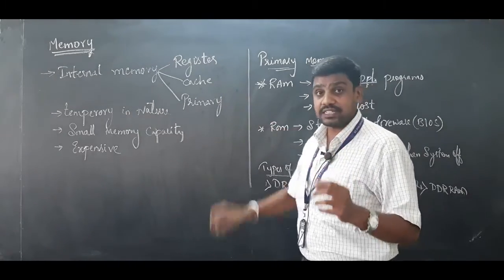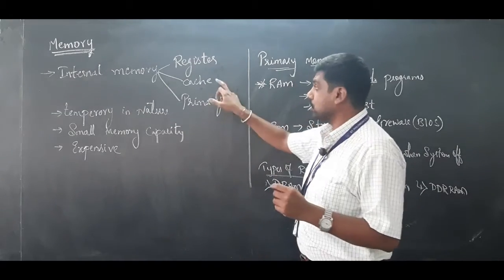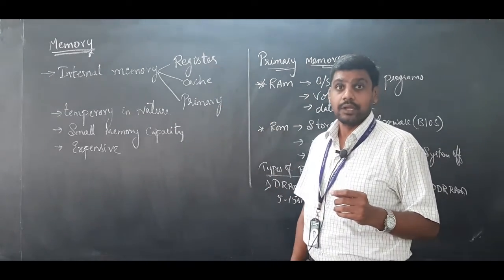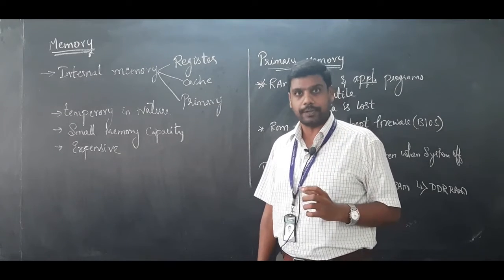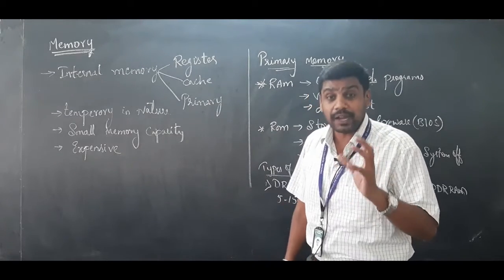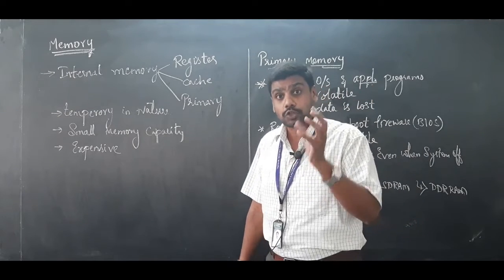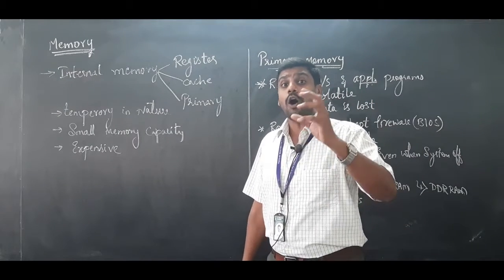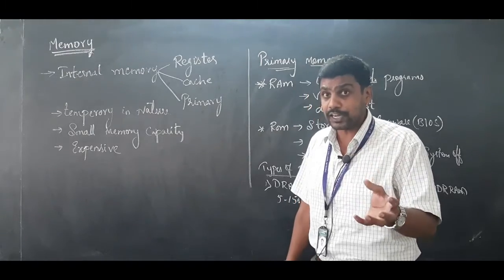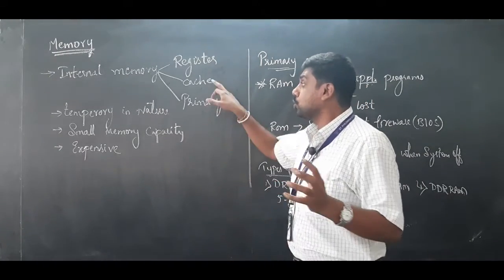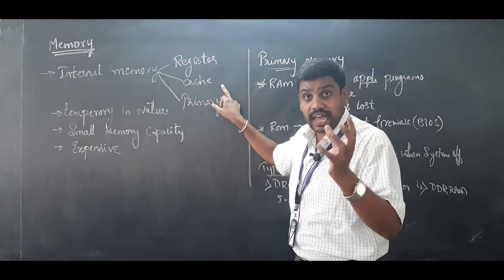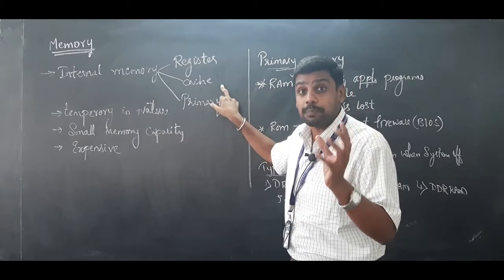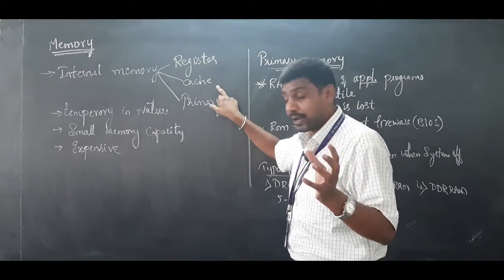Next, we have the second type of internal memory, which is called cache memory. This is a high speed memory which stores the data most often used by the CPU. Those data will be stored in this cache memory. This cache memory is very high speed memory and is temporary in nature.